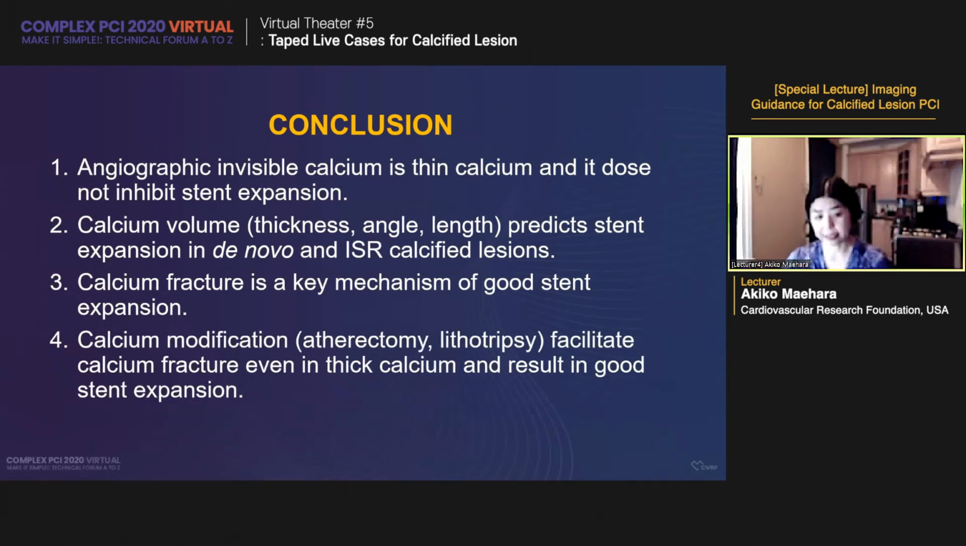And finally, what works, in terms of atherectomy or lithotripsy or calcium modification, is really to facilitate calcium fracture, even in thick calcium, and result in good stent expansion. Thank you.